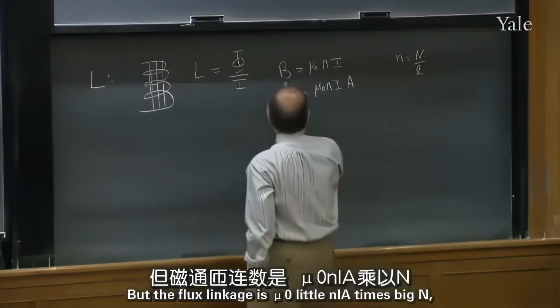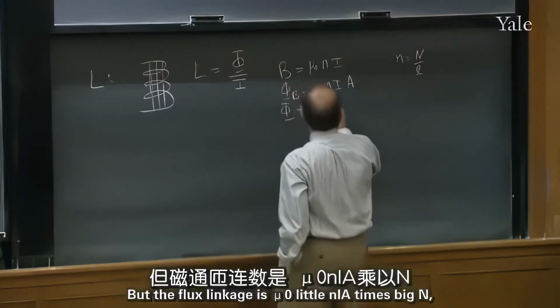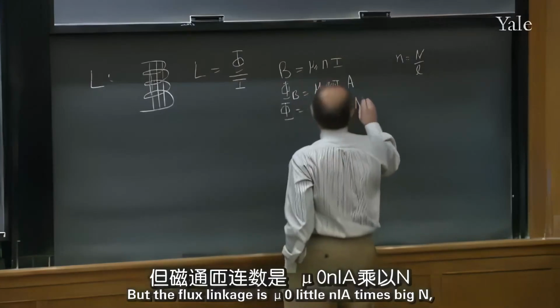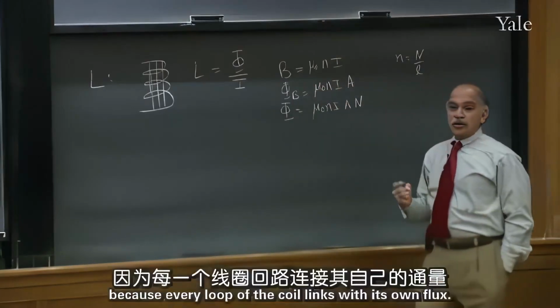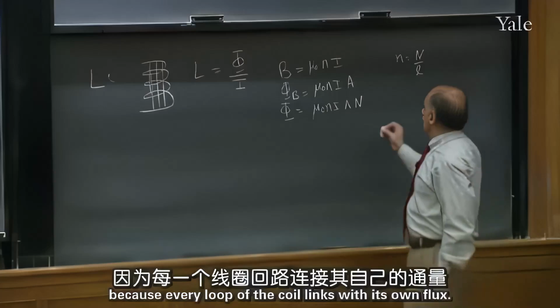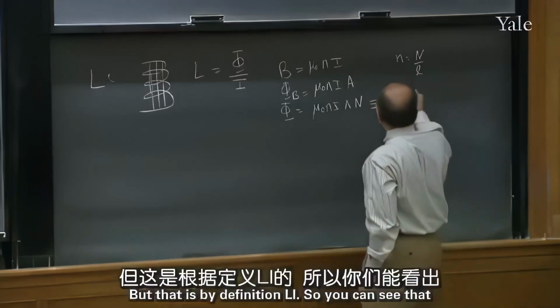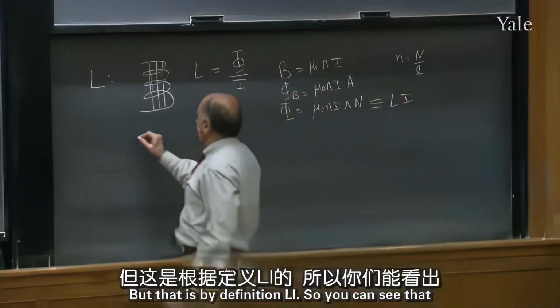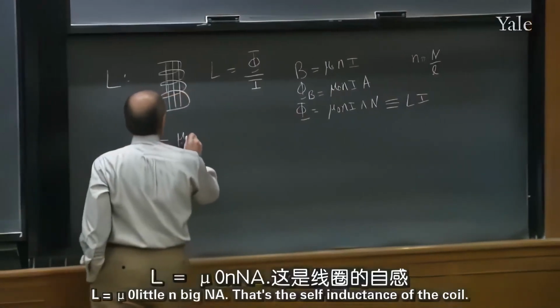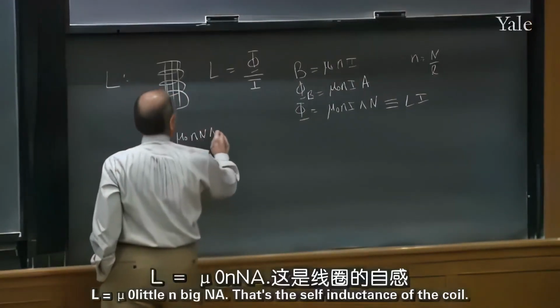But the flux linkage is mu 0 little n I a times big N, because every loop of the coil links with its own flux. But that is by definition L i. You can see then L is equal to mu 0 little n big N a.